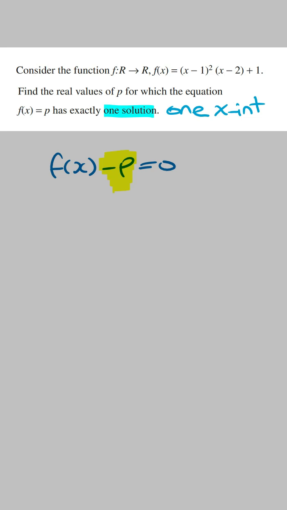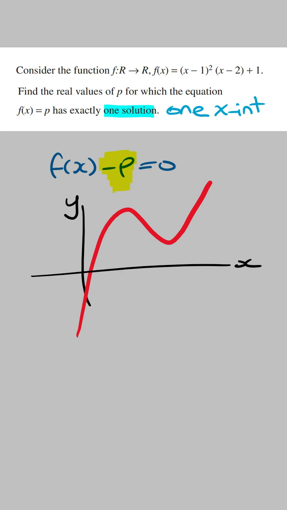Now the best way to answer this question is to have a look at the graph of the function. So if we sketch this, it's going to look something like this. And what we want to do is work out the coordinates of the turning points. And so doing this, you're going to get these coordinates. Now if we translate this function up or down p units, then there's going to be two ways that we're going to have exactly one x-intercept.